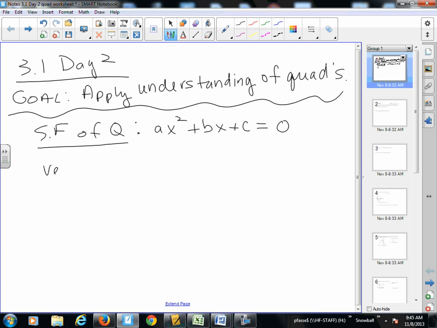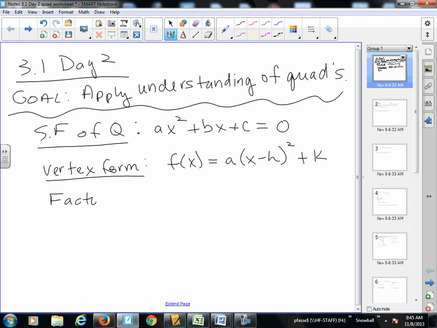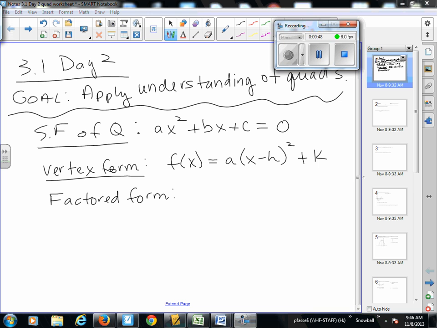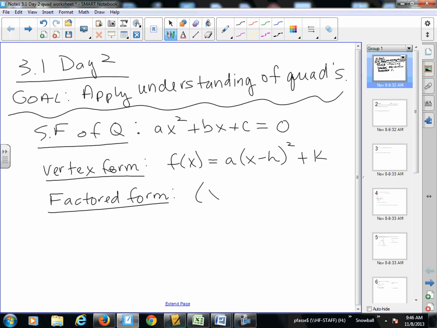We have vertex form, which is f of x equals a parenthesis x minus h squared plus k. Note, standard form of a quadratic could be f of x as well. We also have factored form. Okay. Factored form: x minus r sub 1, x minus r sub 2 equals 0.